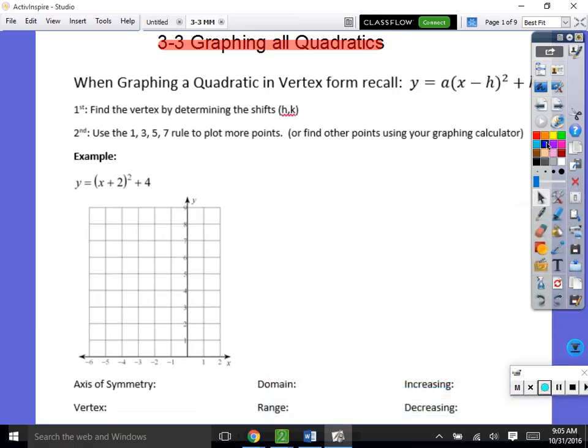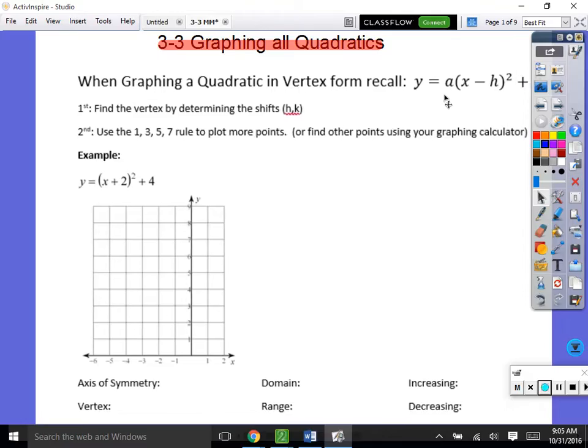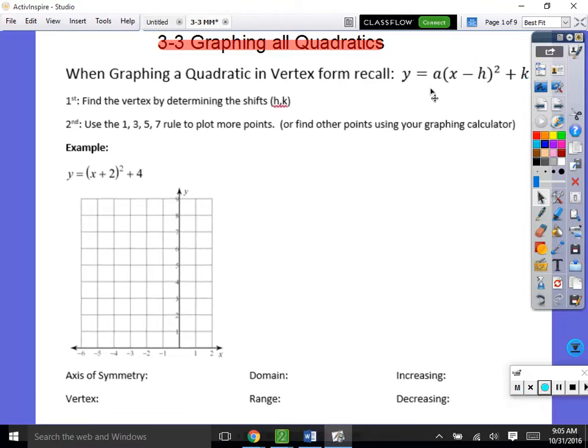So let's look at the first page of the worksheet here. This is where your notes are. This is 3-3. We're going to be graphing all types of quadratics. When graphing a quadratic in vertex form, it has this form, and it says this on your paper. It has this form, a times (x minus h) squared plus k.